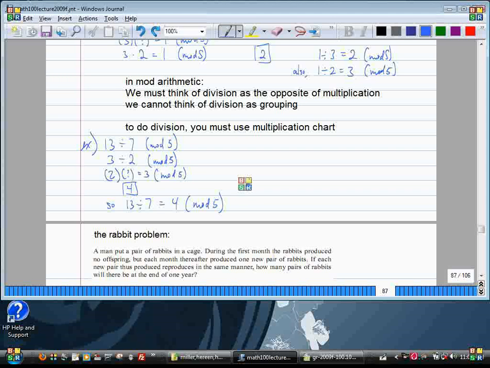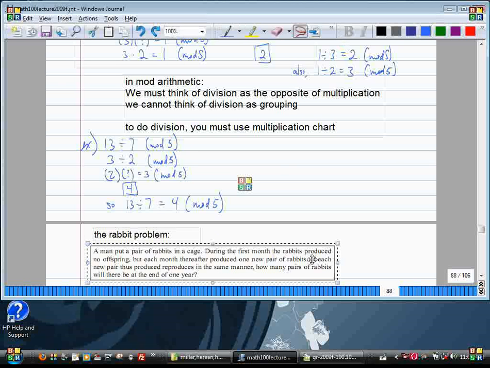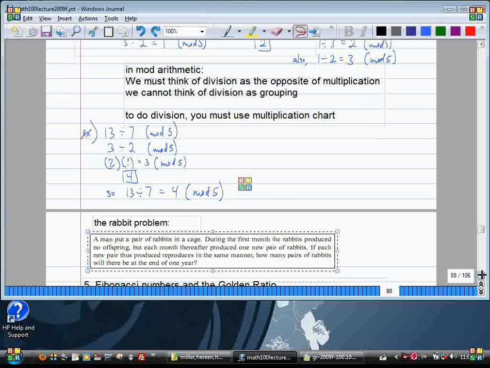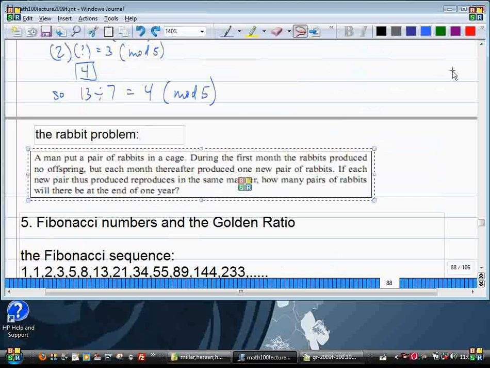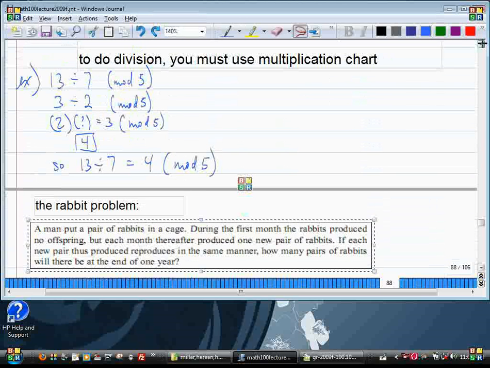I'm not sure if you can read this. So, let's see. A man put a pair of rabbits in a cage. During the first month, the rabbits produced no offspring.